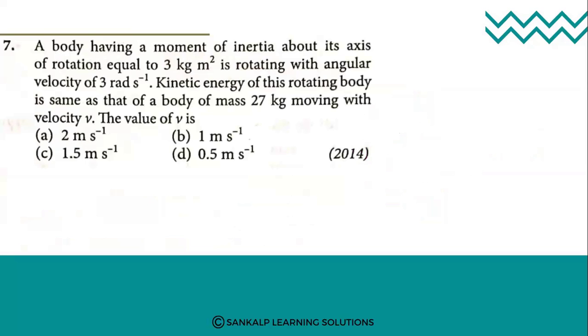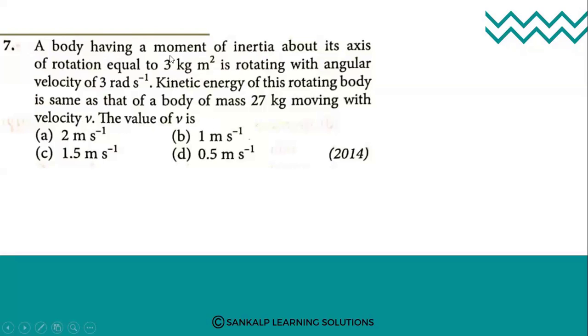See, a body has a moment of inertia about its axis of rotation equal to 3 kg meter square. It is rotating with an angular velocity of 3 radian per second. The kinetic energy of this rotating body is the same as that of a body of mass 27 kg moving with velocity v. Then what is the value of v?